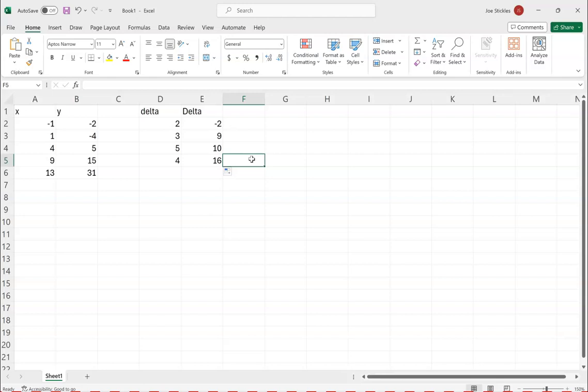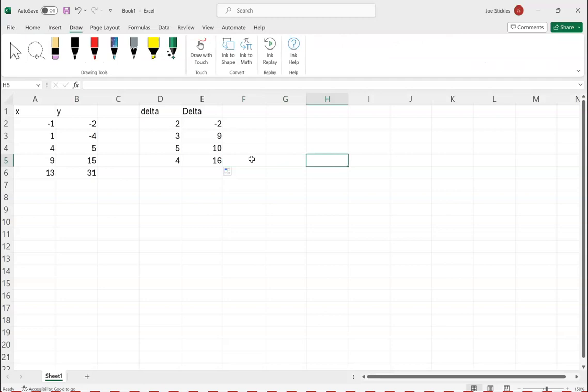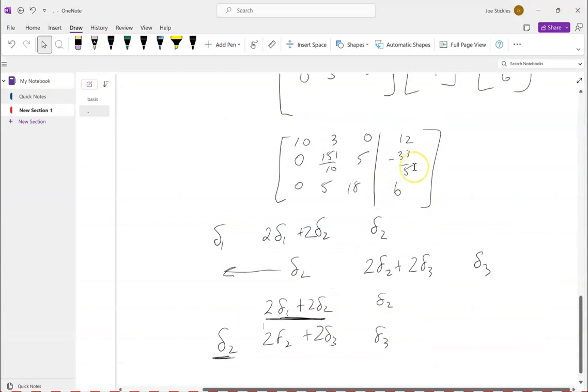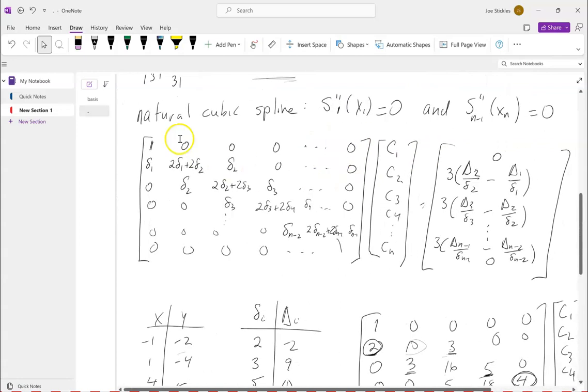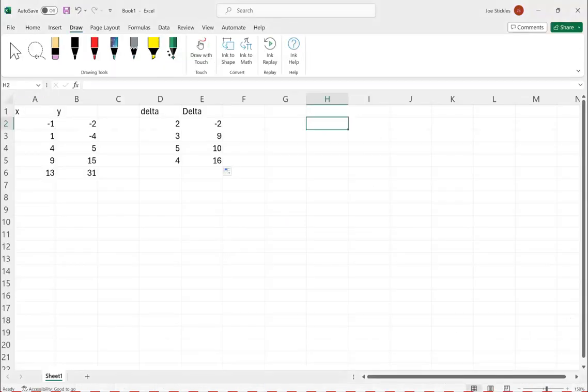Anyway. All right. So remember, when we set up our system, let me go back over to what the system looks like. I don't need to worry about the first row at all, right? Because we know what that is, correct? Our second row has delta 1, 2 delta 1 plus 2 delta 2, delta 2. The next one has delta 2, 2 delta 2 plus delta 3, and delta 3, and so on down the line, right? But again, we want to stack these so that we can copy and paste easily.